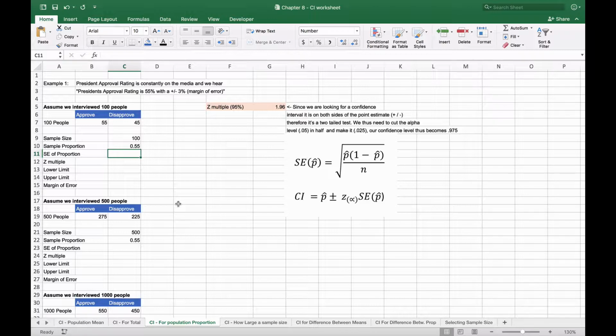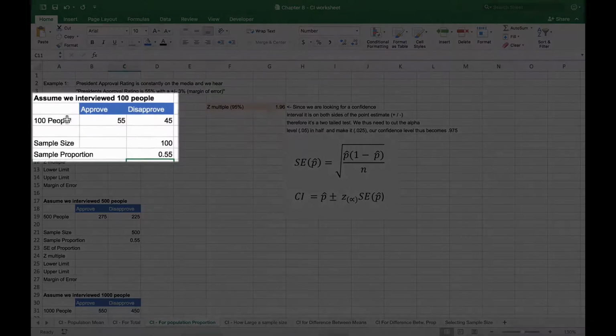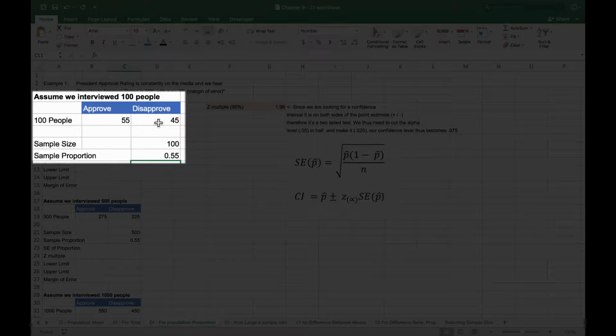We hear constantly the president's approval rating is 55% with a plus or minus 3% margin of error. So let's take a look at what this means, and let's try and determine how we create these confidence intervals, and we'll also take a closer look at that margin of error. So if we interviewed 100 people, we would have 55 approve and 45 disapprove. And so we're going to use this as our sample proportion, 0.55.